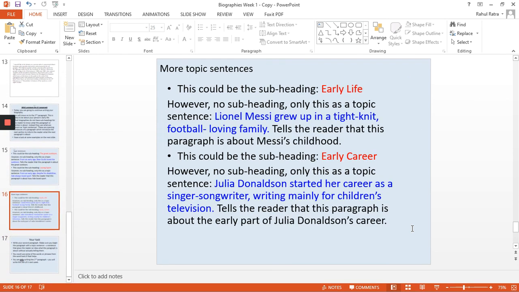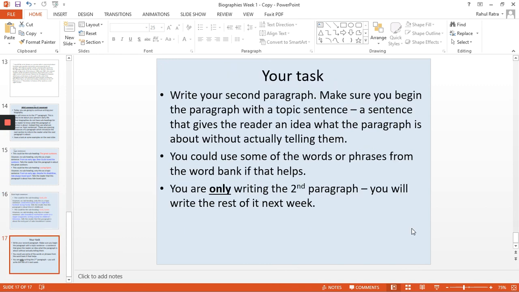There are some more for you to read. And your task here would be to write your second paragraph. Make sure you begin with the topic sentence, and then start your paragraph. You could use the fact sheets for technical vocab, use these different words and phrases. And please remember, you're only writing the second paragraph on Friday. We'll carry on writing next week. Thank you.